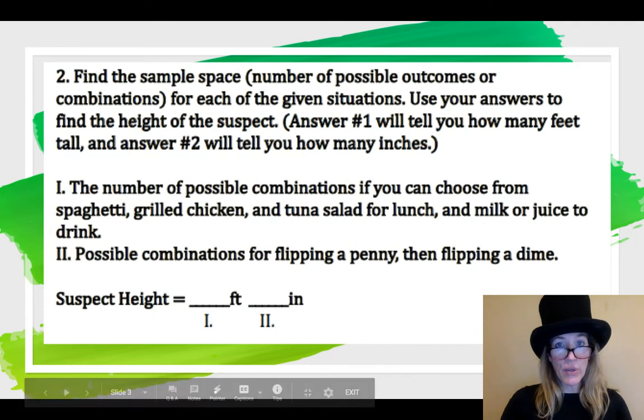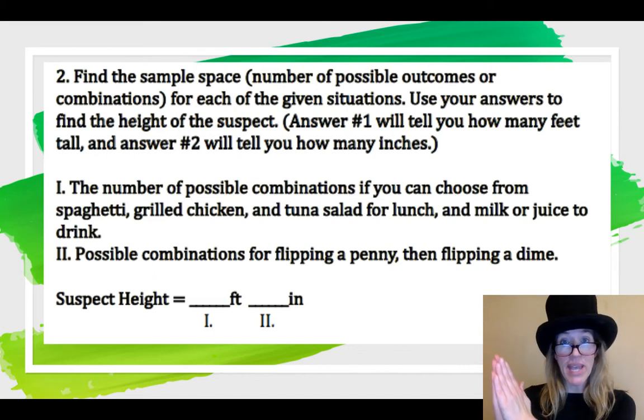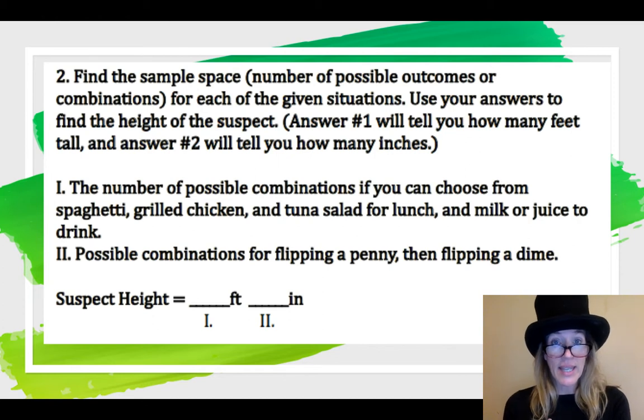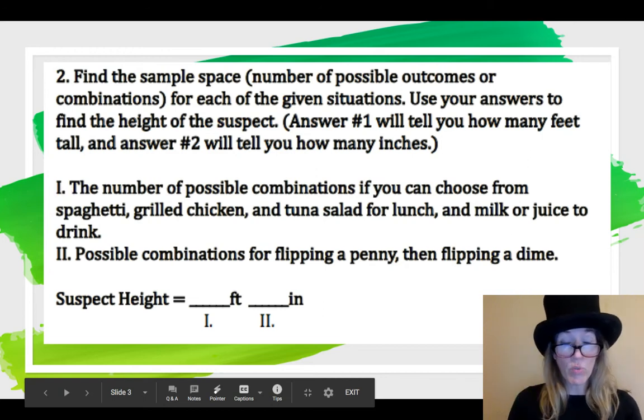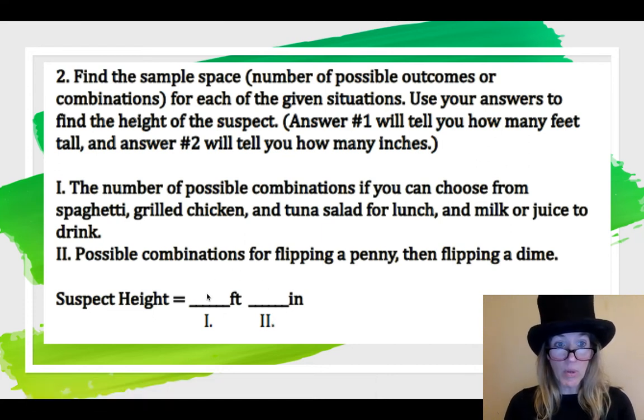Question number 2 refers back to sample space. Remember that sample space is all of the possible outcomes, and we made a tree diagram, and then we also could list all the things that were in a sample space. This specific question is asking you with 2 Roman numerals. You're going to have Roman numeral number 1 and Roman numeral number 2. So you're going to put the answers of all the possible outcomes for each of these things in their appropriate blanks. And when you're done with that, you'll know your suspect's height.